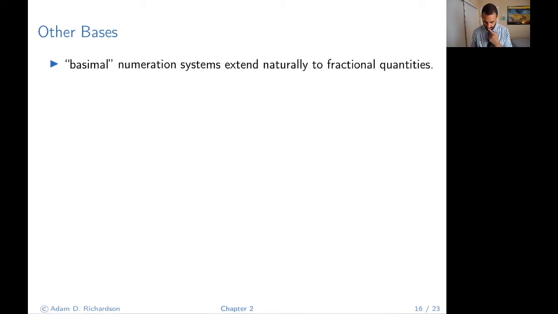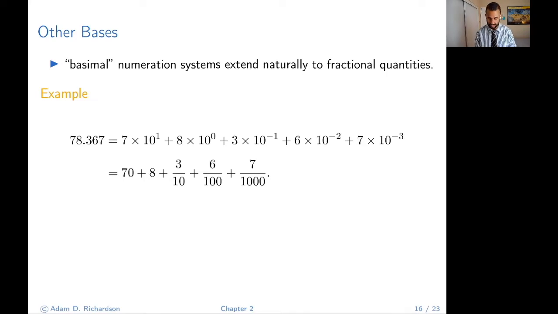Okay, now where are we? Oh yeah, so the other nice thing about this is that basimal systems, we're almost done here, I promise. I know this is a long lecture, but it's an important one. Basimal numeration systems, meaning it doesn't matter what base you're in, as long as it's some base, they extend naturally to fractional quantities. And we actually saw this in base 10, and in base 10, it's almost natural for us, right? Let's look at an example in base 10.